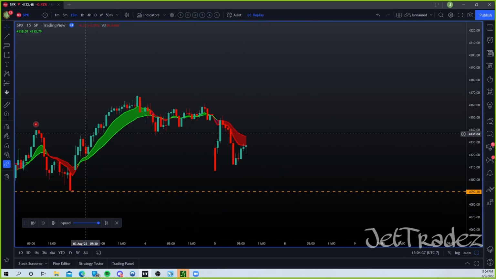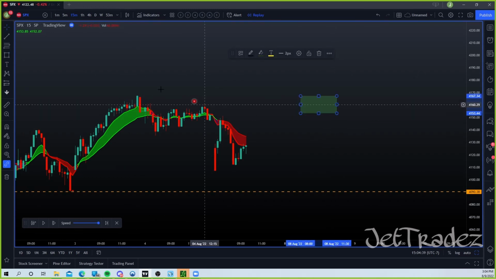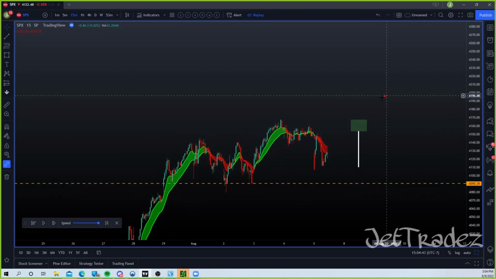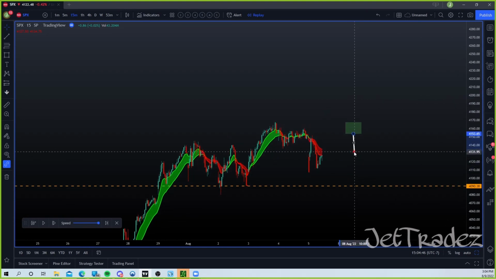Just look for those hammers. Hammer basically is this. Obviously you should know what it is. Hammer, wick, oh the wick.